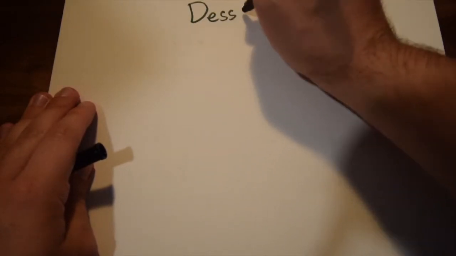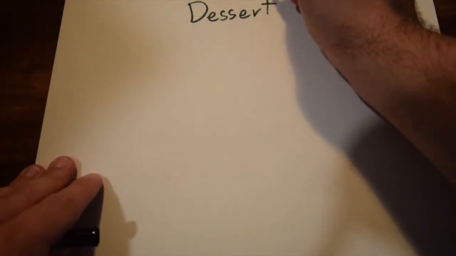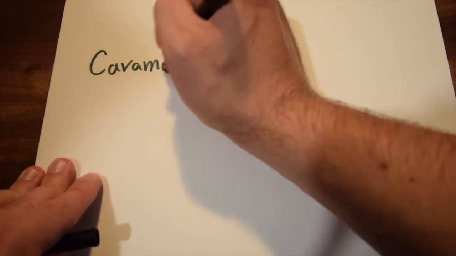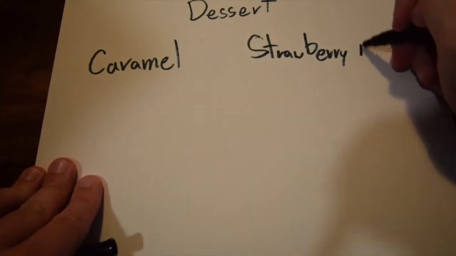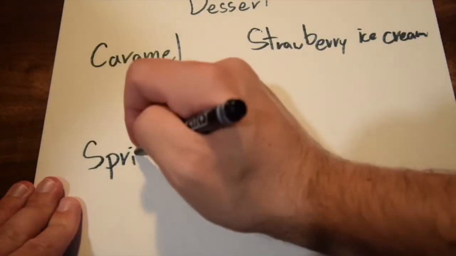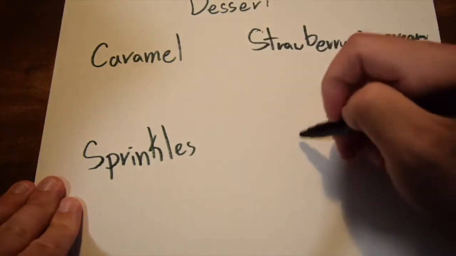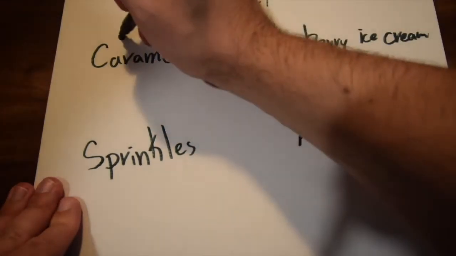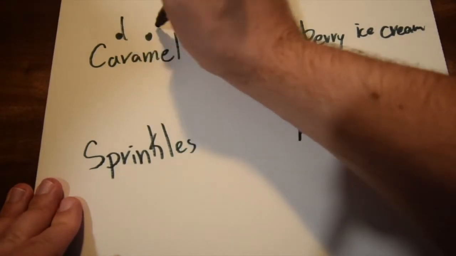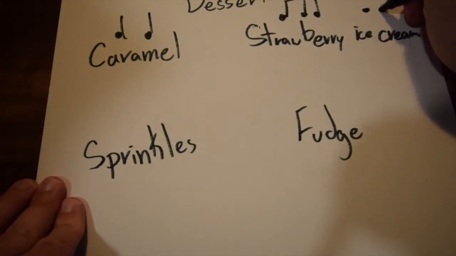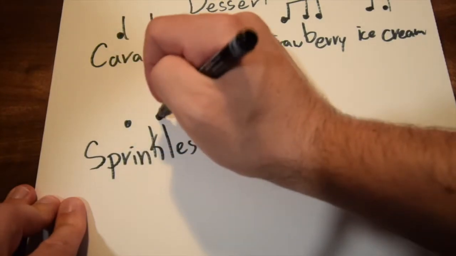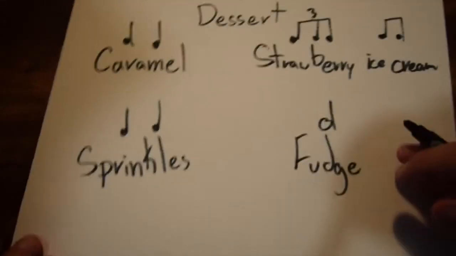Fourth, we've got our desserts. In this category, I'm going to put down some things that I might buy for an ice cream sundae. We've got caramel, strawberry ice cream, sprinkles, and fudge. Same thing here. Caramel is going to be 2 quarter notes. Strawberry ice cream is going to be a triplet, and then 2 TTs. Sprinkles, 2 tas, and fudge is going to be a half note.